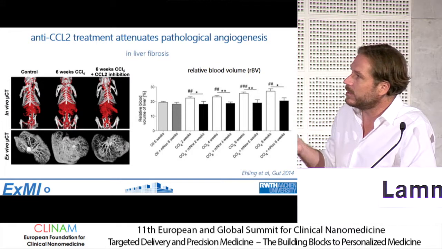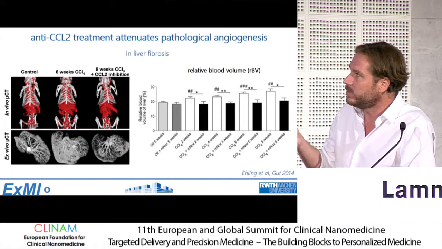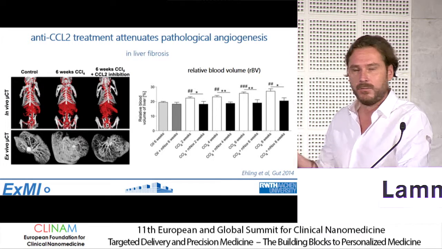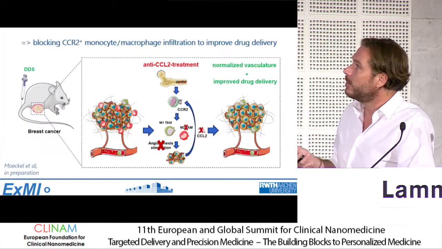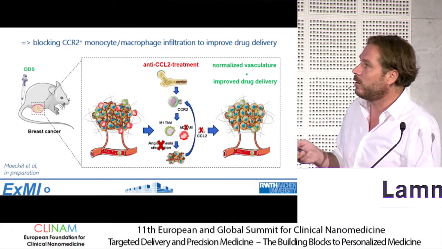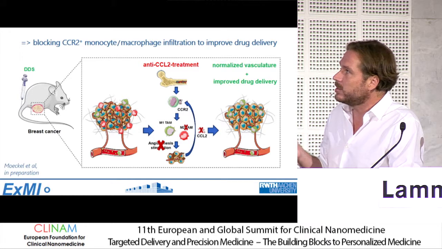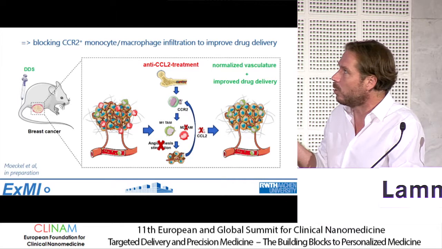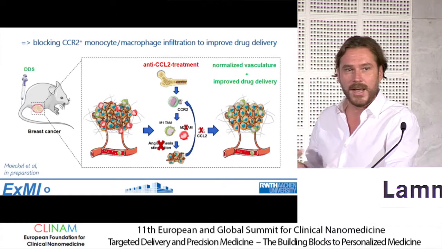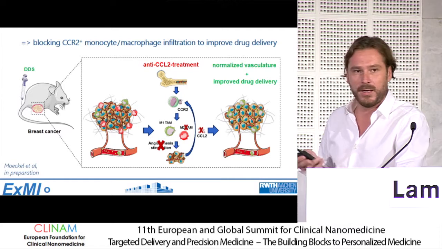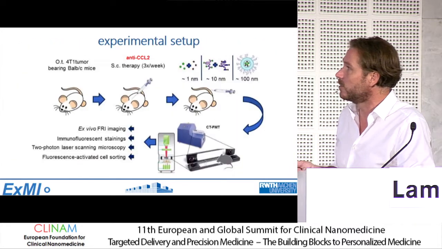So you see that here nicely, this is a fibrotic liver, and then if we do anti-CCL2 treatment, we basically bring the vascular network back to how it was at the beginning. And then in the setting of drug delivery and also immunotherapy, I think we can apply the same principle. We can block this interaction between CCL2 and CCR2 to eventually normalize the vasculature in tumors, to enhance perfusion, and to thereby enhance also drug delivery, antibody delivery, T-cell accumulation in tumors.